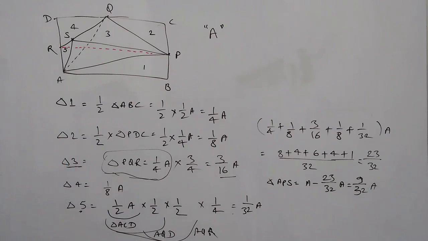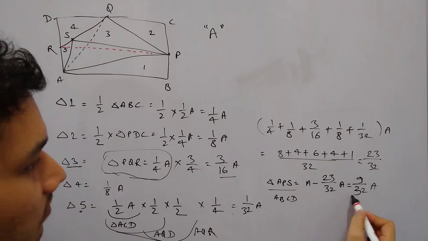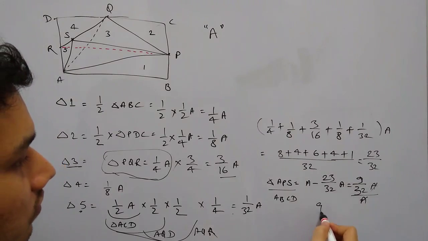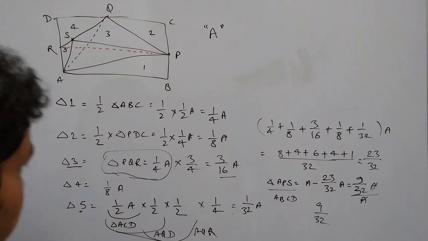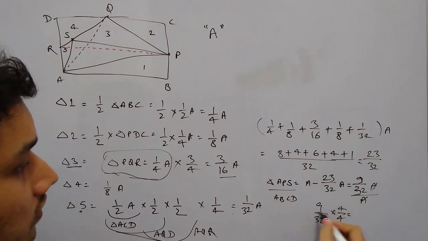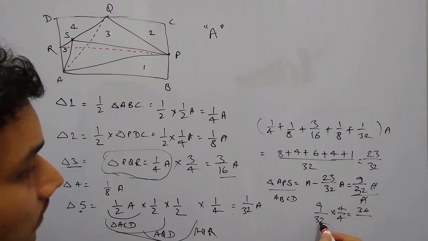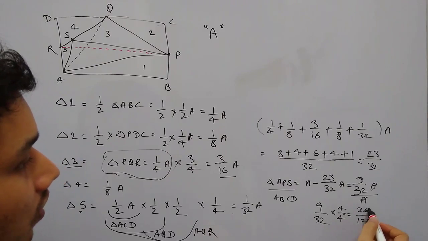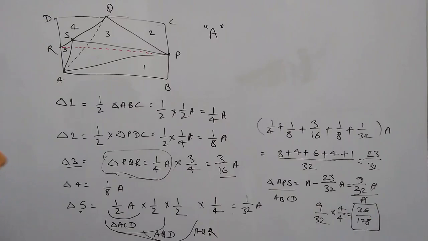So the ratio of the area of this triangle to the area of the rectangle will be triangle APS by rectangle ABCD, which is 9 by 32A by A. A will get cancelled, so the ratio is 9:32. But if you see in the options, 9 by 32 is not matching. If you look carefully, some of the options are not normalized. If you multiply this by 4 into 4, you will see 36 by 128, which is in the options. So 36 by 128 is the correct answer.